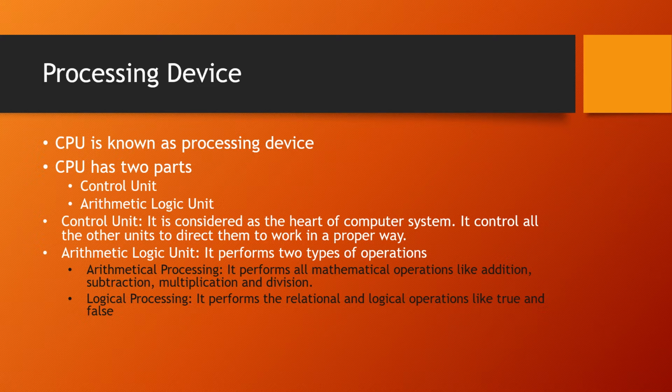While the arithmetic logic unit performs two types of operation: arithmetical operation or logical operation, or you can say arithmetical processing or logical processing. Arithmetical means mathematical operation. A user can use addition, subtraction, multiplication and division. In a logical operation, it performs relational and logical operations like checking whether a condition is true or false. It means it will generate the result in the form of true or false.